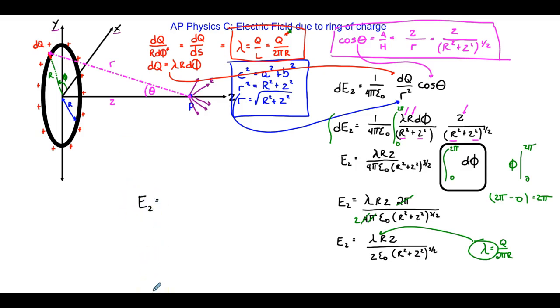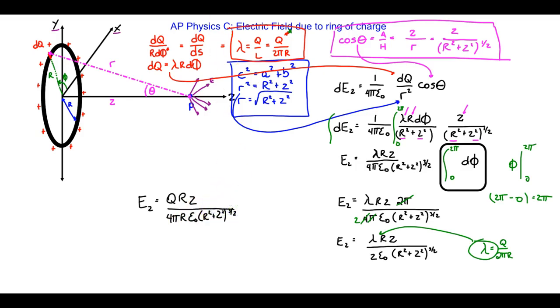It'll look like this. The z component of the electric field is equal to Q, the total charge, times R, the radius of the ring, times z, over 4 pi, because I now have in the denominator a 4 pi and an R. So 2 times 2 pi R is 4 pi R. I can't forget the epsilon naught times R squared plus z squared to the 3 halves.